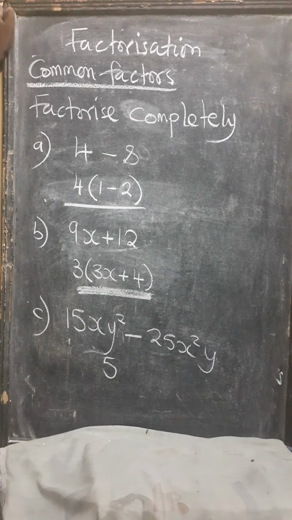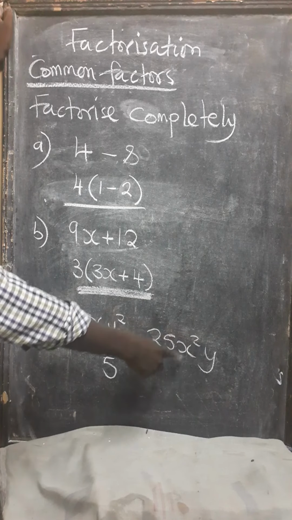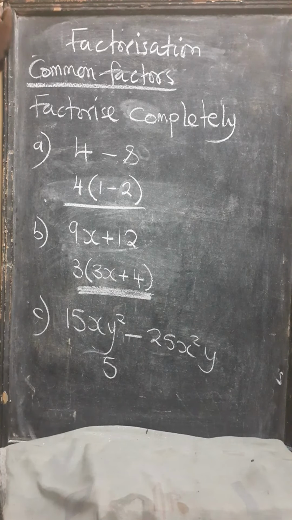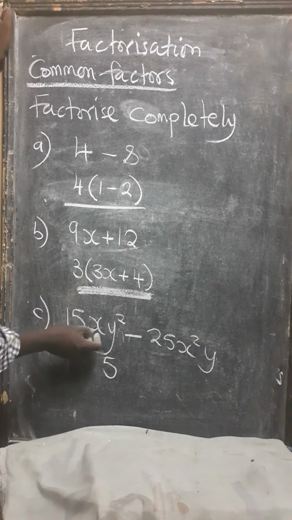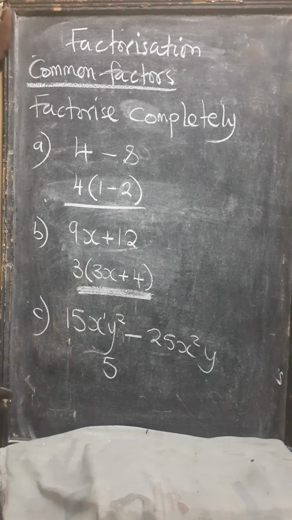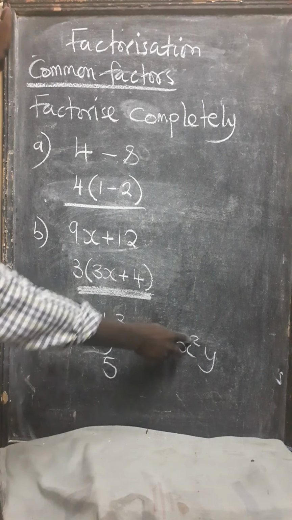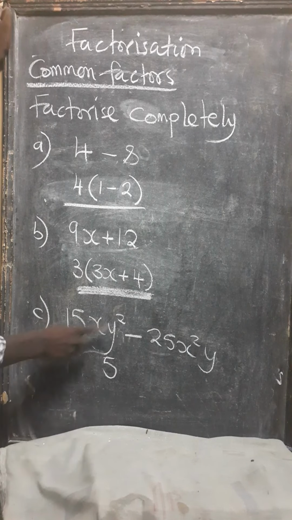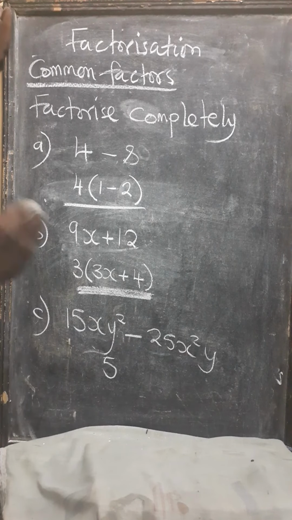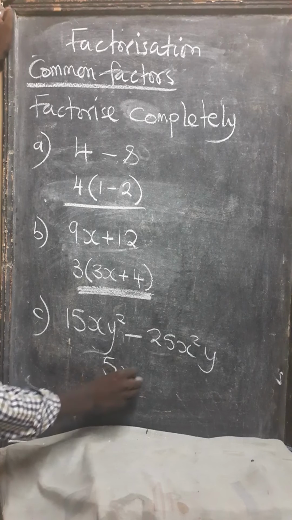Then we come to the letters. We have x here, which is 1x. We have also x here, which is double x, x squared. So when we are factorizing, we factorize the x, or the variable, with the lower index. This x has an index of 1. So the only thing that is common here is 1x. So x is common, and we're going to factorize 1x.